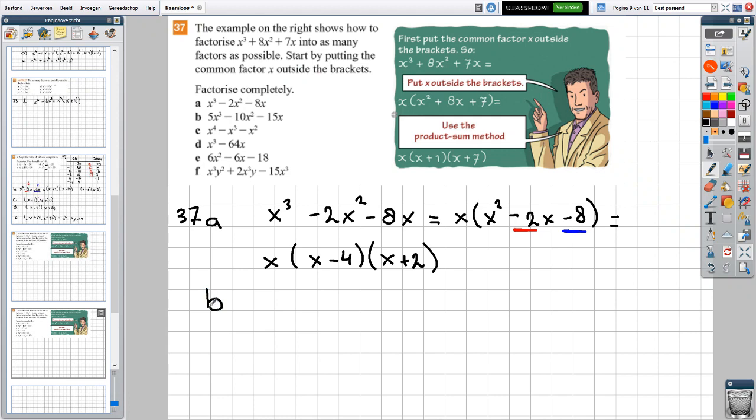Let's try B. 5x to the power of 3 minus 10x squared minus 15x. What are the common factors here? Well, I see I have an x in all of my terms, so I know I have an x, but I have more this time. I also see that all of my terms contain the number 5: 5 times 1, 5 times 2, and 5 times 3. So I can now write down 5x in front.